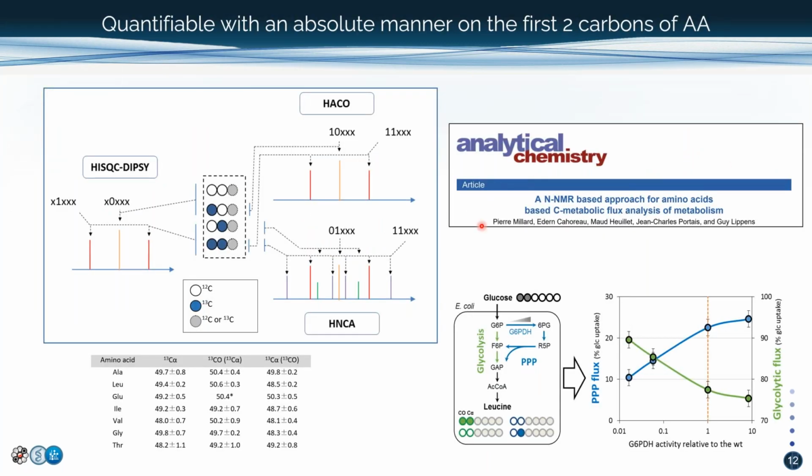So as a matter of proof of concept, we were able to quantify the partition of glycolysis and pentose phosphate pathway on a series of mutants of E. coli with low expression or high expression of the pentose phosphate pathway.